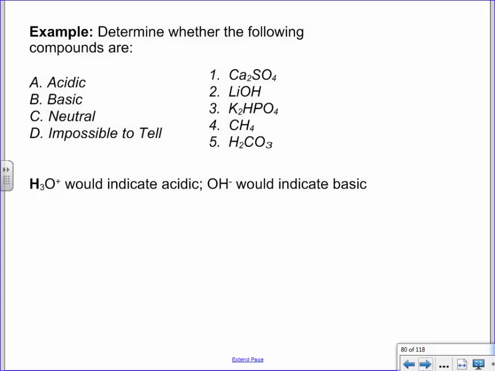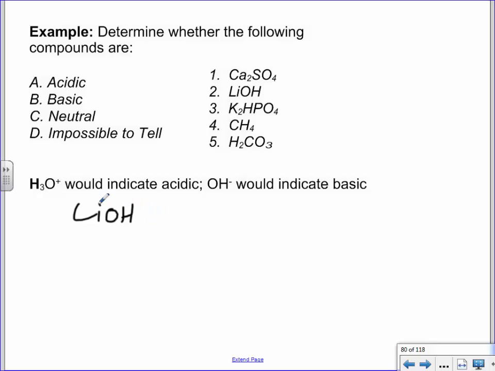So I'm actually going to skip and do them out of order, because I've skipped my slides a little bit here. Can I do the second one first? Because that one's easy. Lithium hydroxide. So you already recognize it's a base, but let's prove why it's a base. What kind of compound is lithium hydroxide? Ionic or covalent?